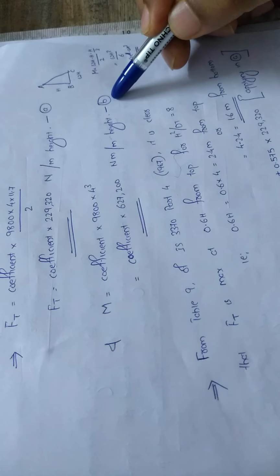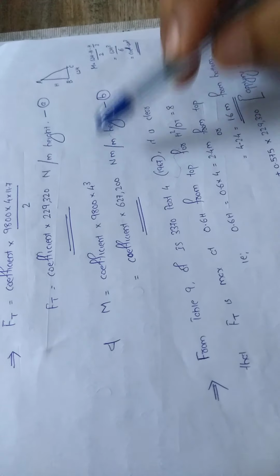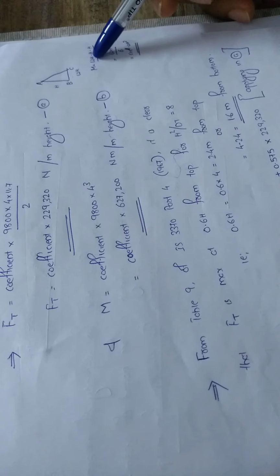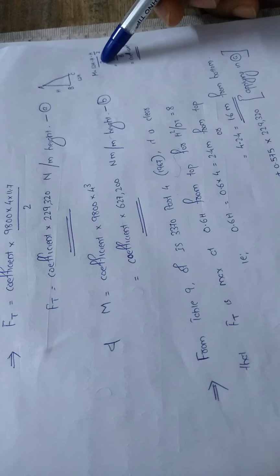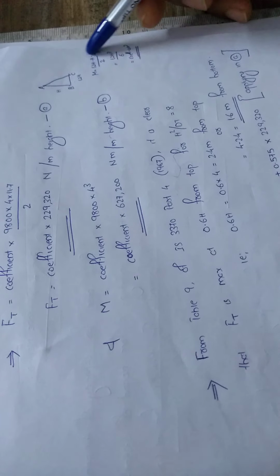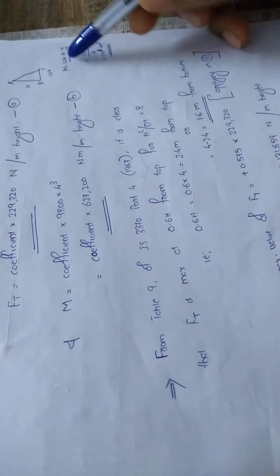Let that be B. Why the moment is Wh cube? Because we know the hydrostatic pressure distribution, and this will be area, moment will be area into the centroidal distance, that will give you Wh cube.